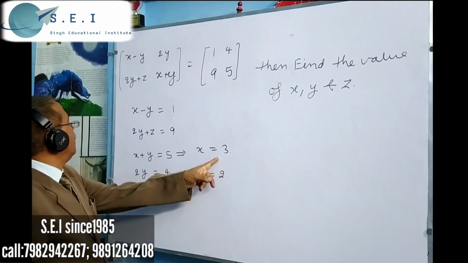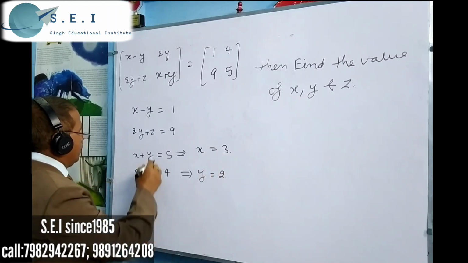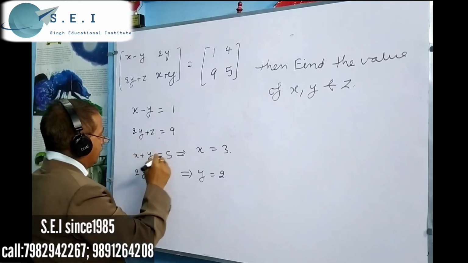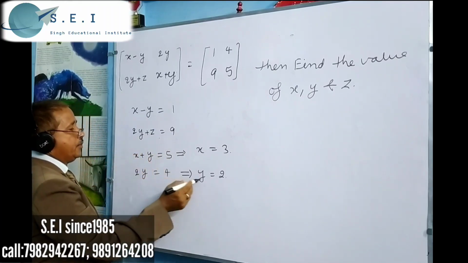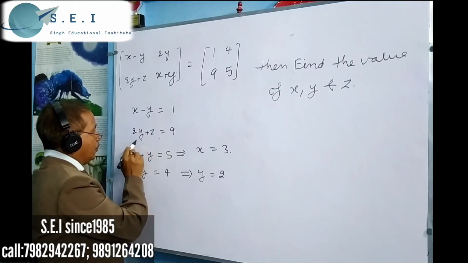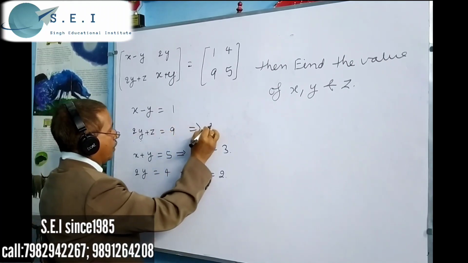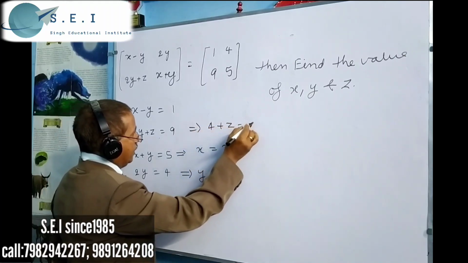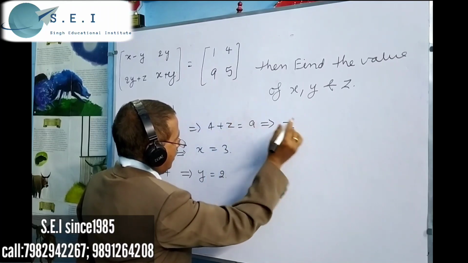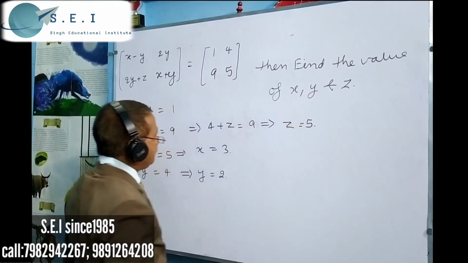The value of y is shifted in equation 2 to get z. Here y is 2, then put the value of y in this equation. 2 times 2, which is 4, plus z is equal to 9, and this implies that z is equal to 9 minus 4, which is 5.